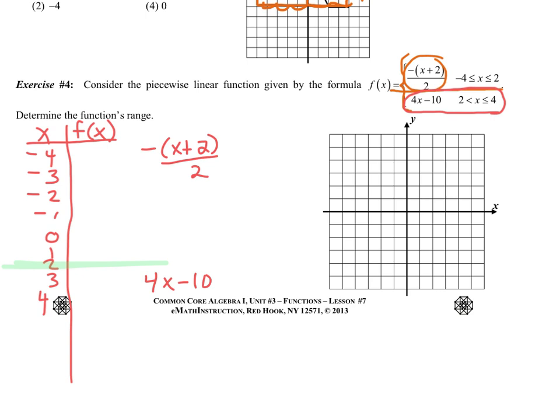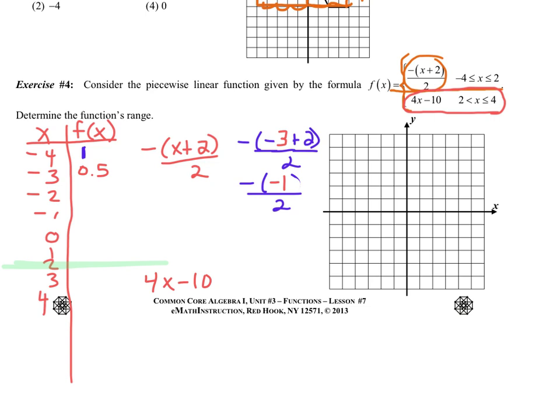So if x is negative 4, I would take the opposite of negative 4 plus 2, and I would divide that by 2. So that's the opposite of negative 2, divided by 2. The opposite of negative 2 is 2, divided by 2. That should be 1. When x is negative 3, I would do the same thing. So I'll put negative 3 in for x. Negative 3 plus 2 is negative 1. The opposite of negative 1 is 1. Divided by 2, that would be 1/2, or I could put 0.5.